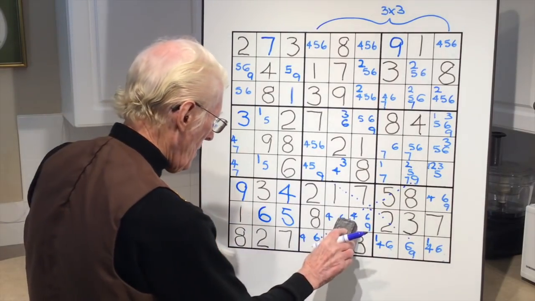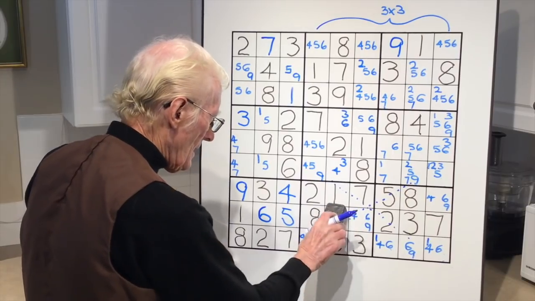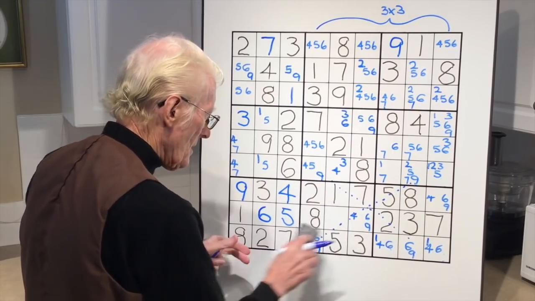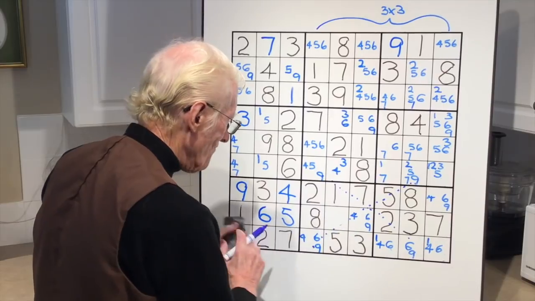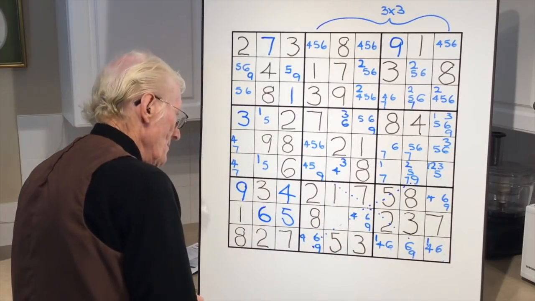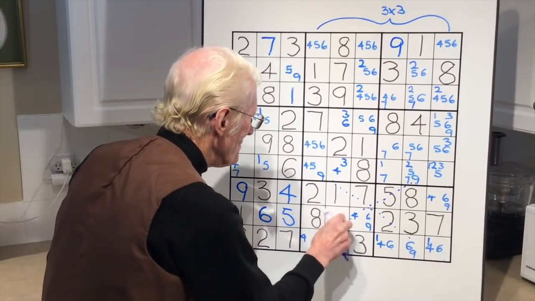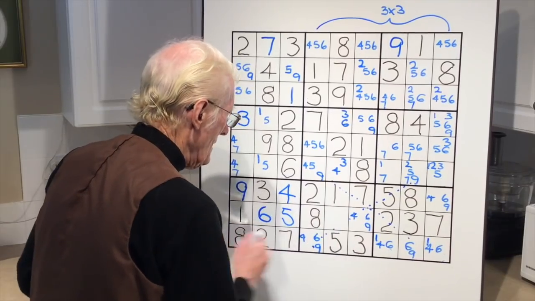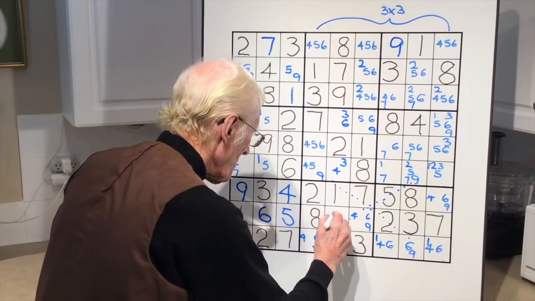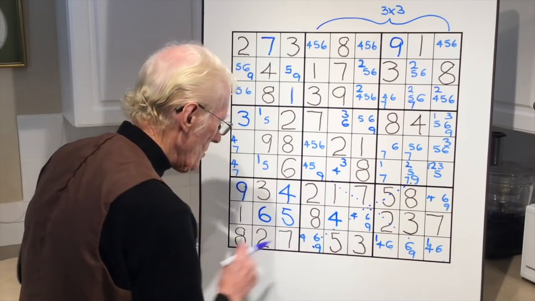This 6 can go, and therefore this becomes a 4. Just clean it up a bit here. This becomes a 4. Now you can see, if you look ahead, sort of things that can happen here, all kinds of things.